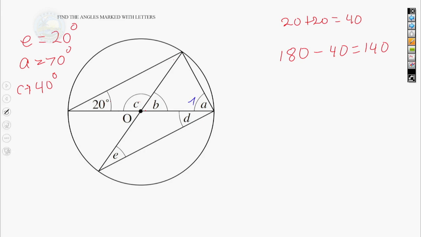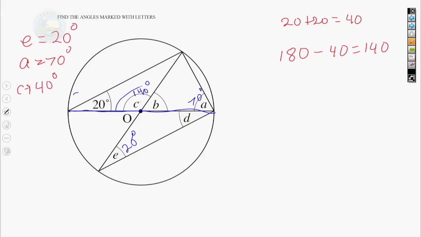So here we have 70 degrees. Here we have 20 degrees. Here we have 140 degrees. Now what else do we have to find? We need to find B and D. Well, if you look at B in relation to C, we realize that both of these are on this diameter, which is a straight line.